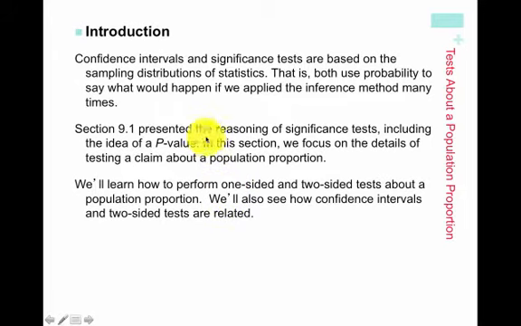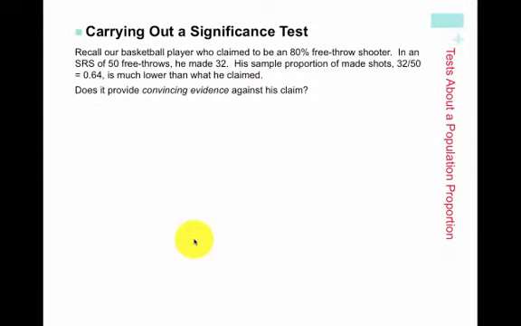So here's a summary of what we've done so far in 9.1, the previous videos. We looked at the reasoning behind significance tests. We looked at what a p-value was. And we're going to look at the details included in testing claims about our population's proportions. In the next section, we'll look at population means, just like we have in the previous chapters. So again, in this video, we'll look at one-sided tests. In the next one, we'll look at two-sided tests and how confidence intervals and two-sided tests are related to each other.